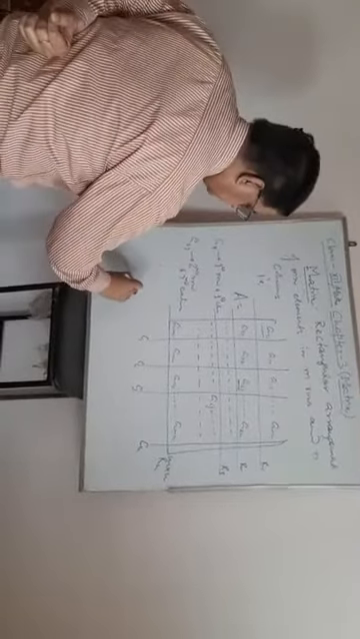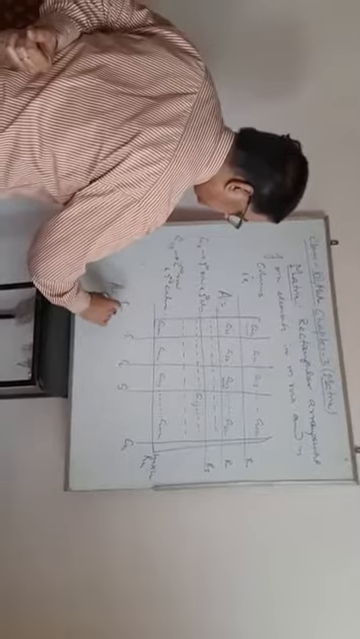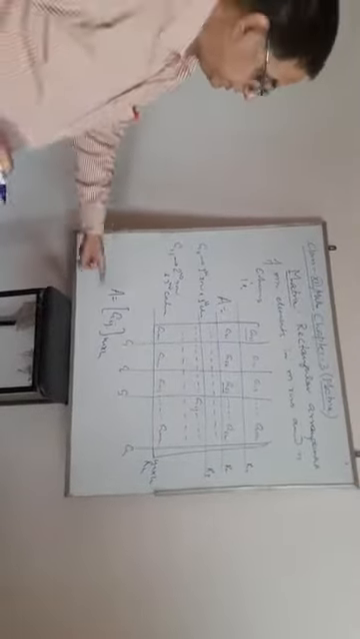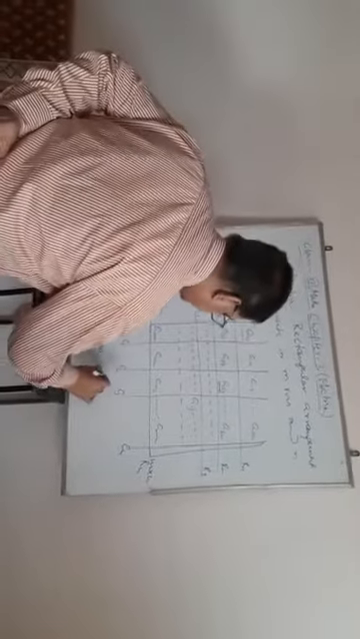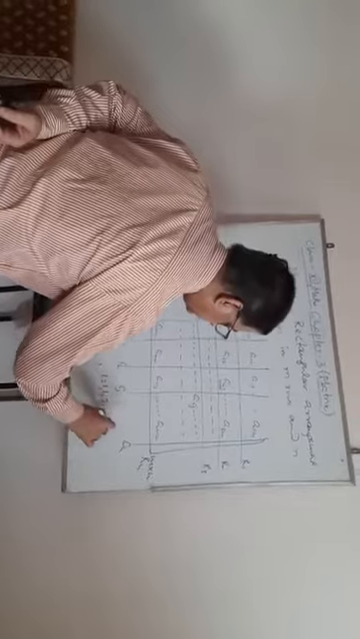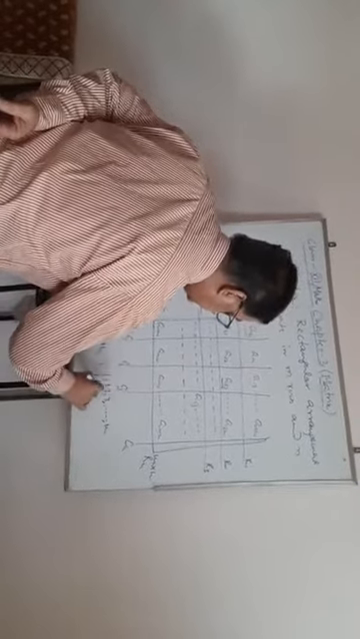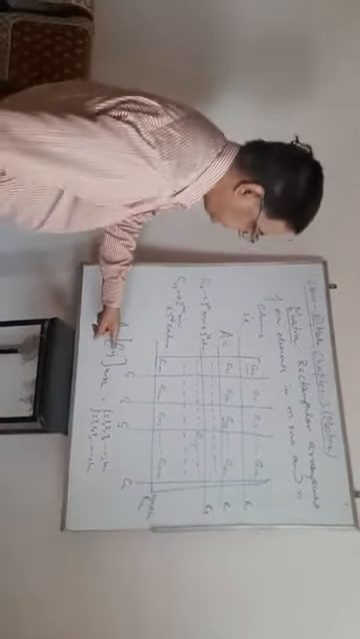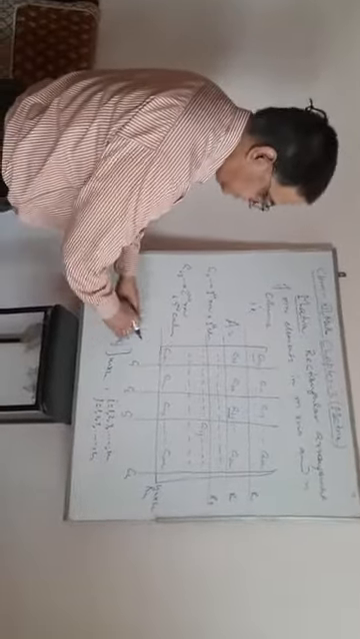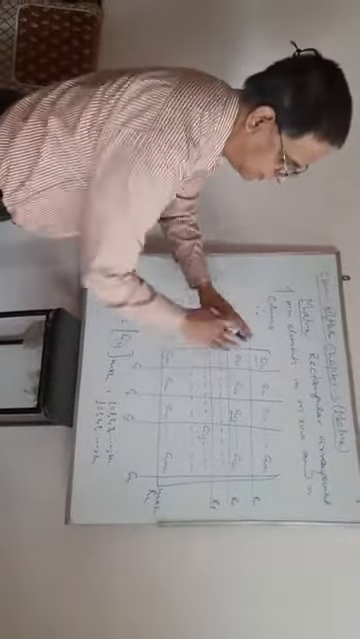We can write this matrix in short as Aij, M cross N, where I is equal to 1, 2, 3, dot dot dot M, and J is equal to 1, 2, 3, dot dot dot N. It means if you put I equal to 1 and J equal to 1, you will get this element A11. So this is the expanded form of matrix and this is the short form of matrix. Now we have different types of matrix.